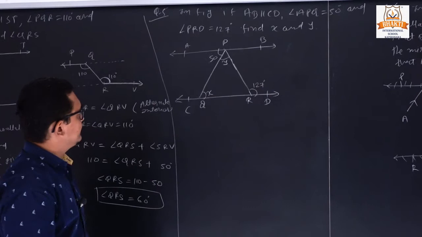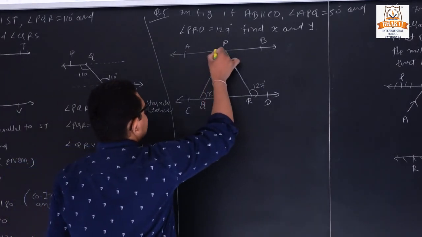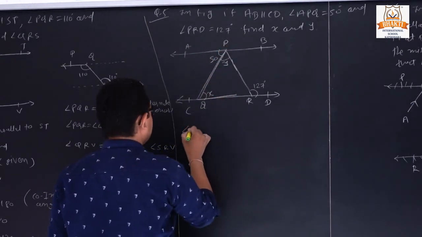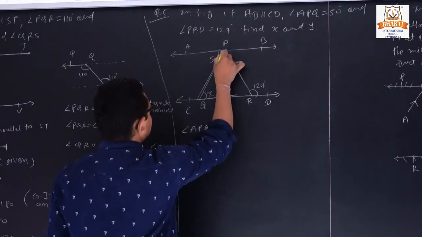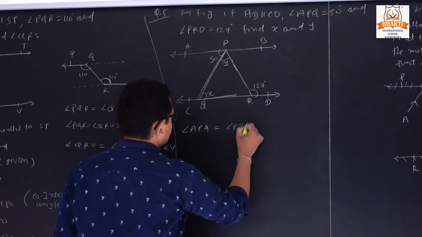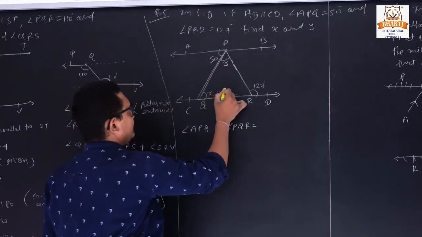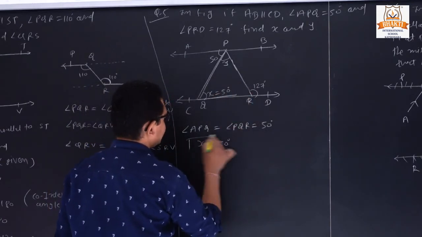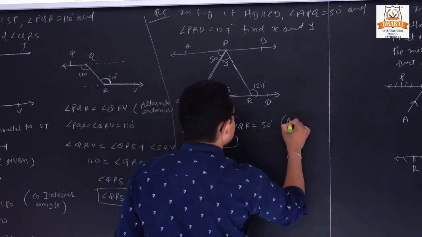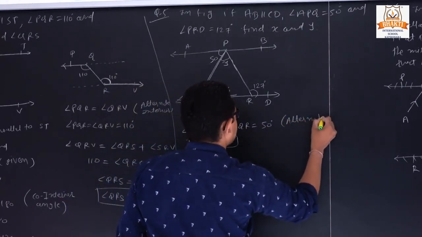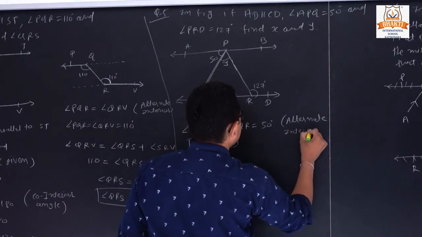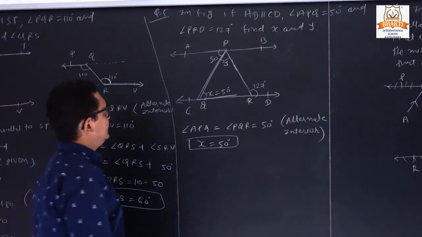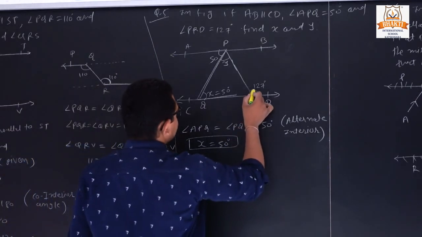So first of all, see that here this is alternate interior. Angle APQ is equal to angle PQR. So it is 50, so it is also 50 degrees. So it means X is equal to 50 degrees. And here which reason can we give? Alternate interior. Clear?